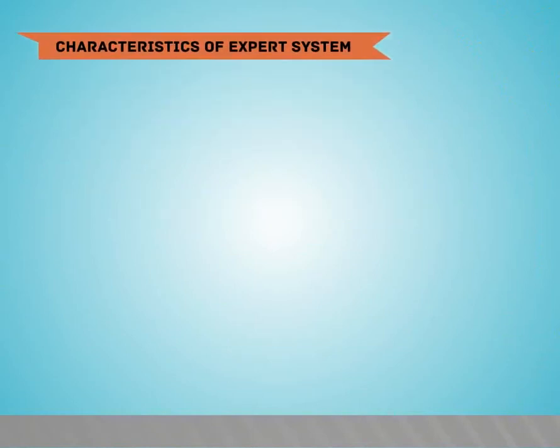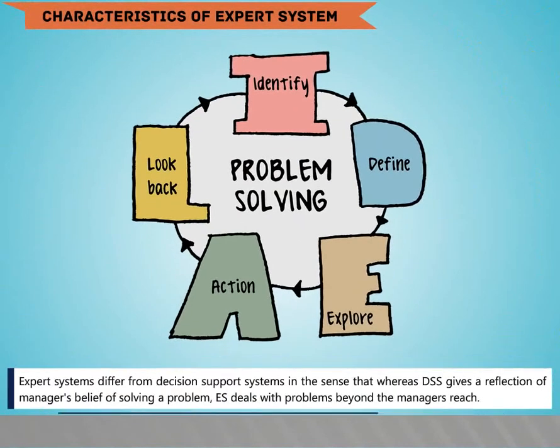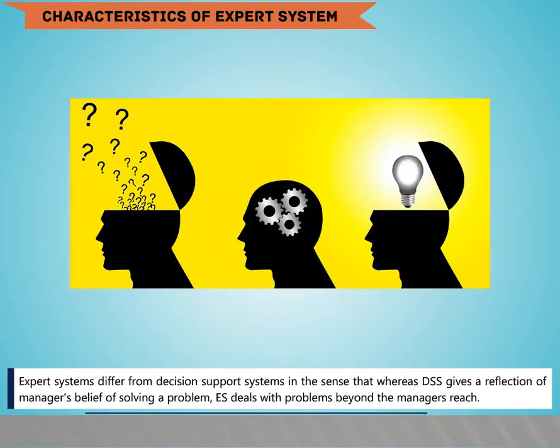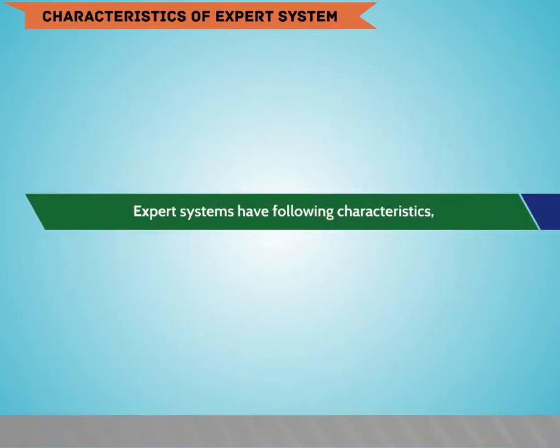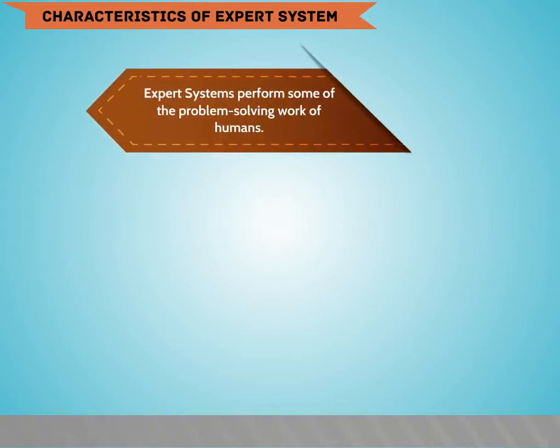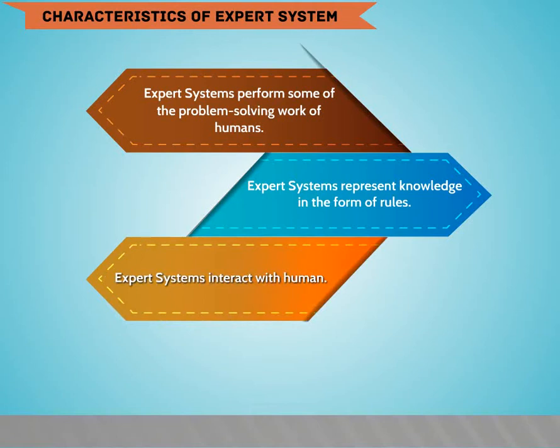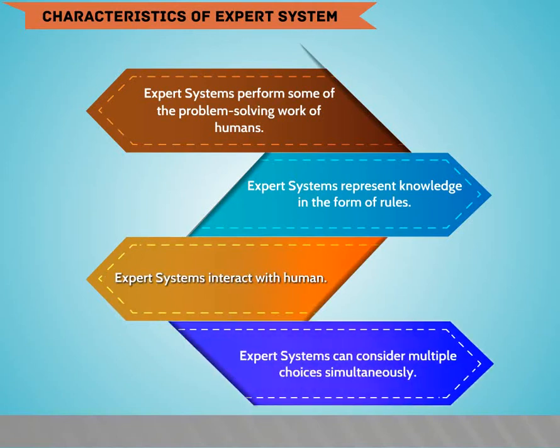Characteristics of expert system. Expert systems differ from decision support systems in the sense that, whereas DSS gives a reflection of the manager's belief of solving a problem, ES deals with problems beyond the manager's reach. Expert systems have the following characteristics. Expert systems perform some of the problem-solving work of humans. Expert systems represent knowledge in the form of rules. Expert systems interact with humans. Expert systems can consider multiple choices simultaneously.